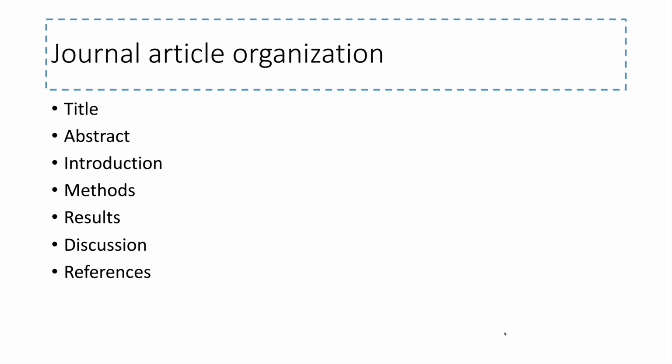The results should give you all the data along with figures and tables, abstract, or graphs. The discussion is the section where the results are interpreted and what implications the results have. And the references should give you citations of sources where the authors got their information.